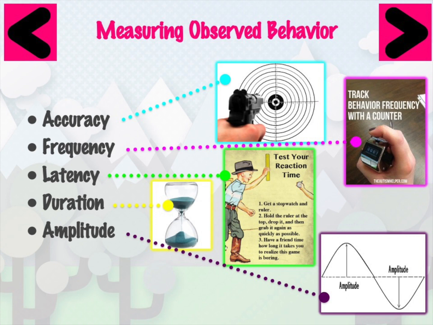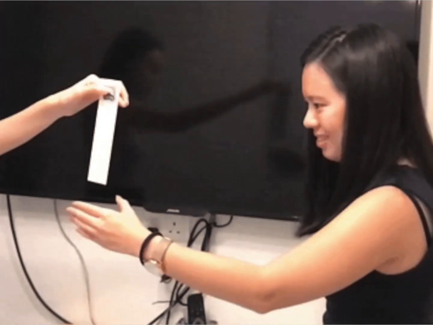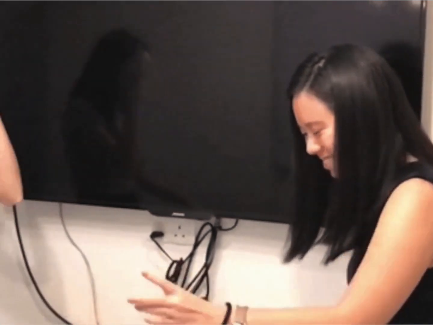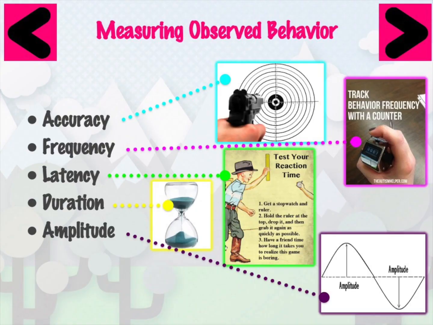And the next type of measurement for observable behavior is latency. So you can measure how long it takes someone to engage in a behavior. This is essentially just a measurement of reaction time. So when I do an activity in class to help students understand latency, I get them to access this website that measures their reaction time.